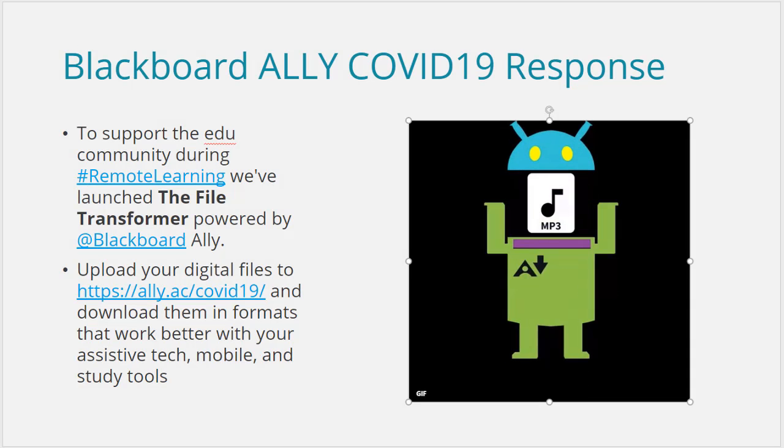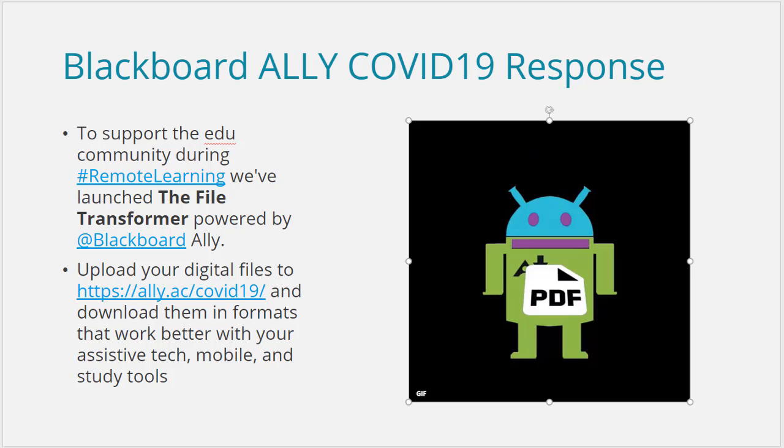If you are unable to access Blackboard, and therefore Blackboard ALLY, you can make use of the tool. Blackboard ALLY have opened up access to their built-in tool in response to the COVID crisis. You don't need to have Blackboard to use it, so you can upload digital files to https://ally.ac/COVID-19 and download them in formats that work better for your personal use with assistive technology, with your mobile, with study and teaching tools.